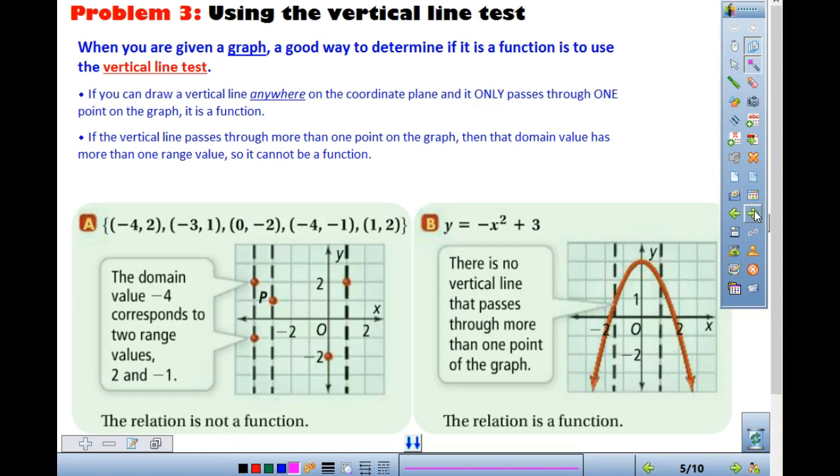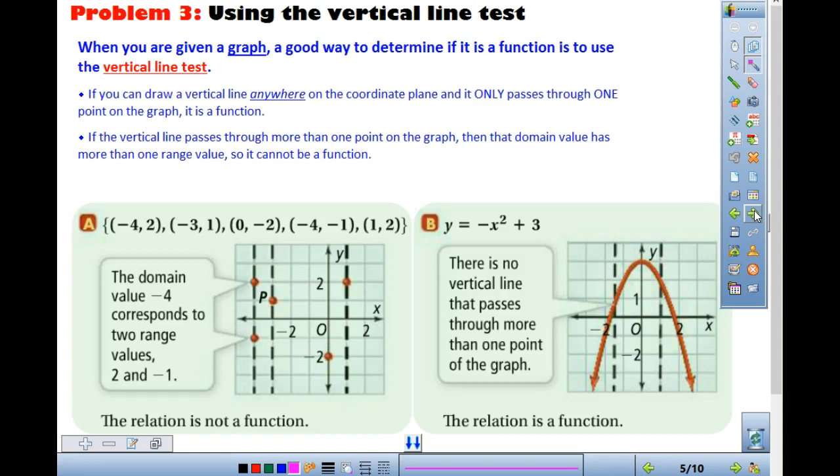So I'm going to give you some graphs, and I'm going to always be asking you on the tests and on your quiz, is it a function? And if it passes this vertical line test and it only passes once, then it is. If the vertical line passes through more than one point on the graph, then the domain value has more than one range. It is not a function.